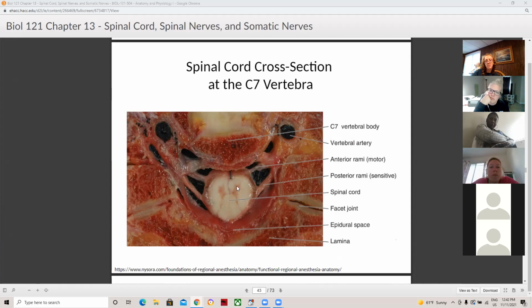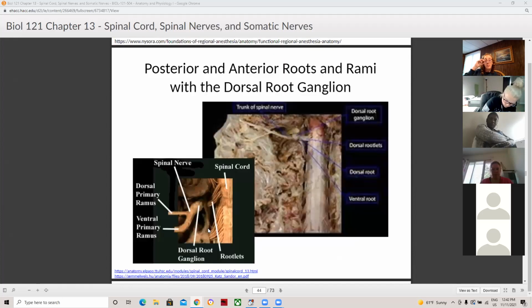And like I said, we're looking through a cross section of the spinal cord. Posterior rami is going to be sensory. Anterior rami is going to be motor. Rather than a transverse section, now we're just looking at a frontal view of it. Here's the spinal cord. Here's the dorsal root ganglion. Here's the dorsal root. Here's the ventral root. Remember, that can also be the posterior root or the anterior root.